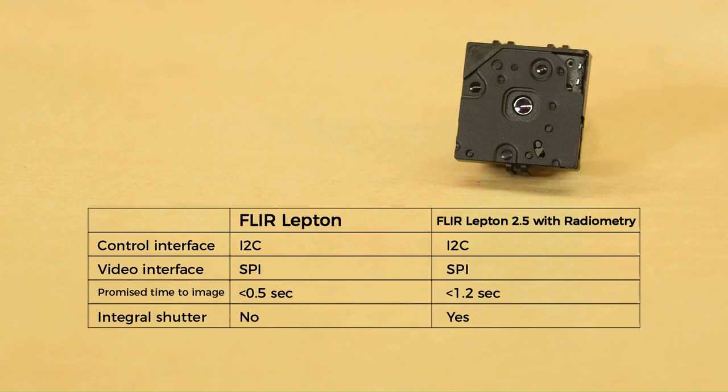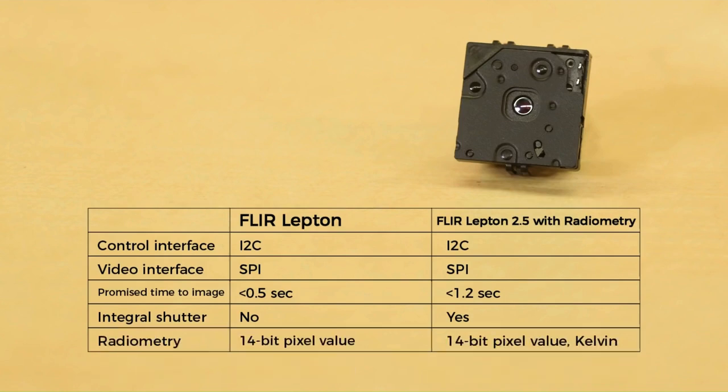FLIR's marketing team wants you to think that the new model has radiometry and the old one doesn't. When it comes to these camera modules, radiometry just refers to the fact that the device can internally adjust the data so that it's not affected by the camera's own temperature. As it turns out, both old and new modules are capable of this adjustment. The new 2.5 model is just also capable of sending data in Kelvin, saving you some processing time converting raw pixel values. Both cameras draw a fairly low power.